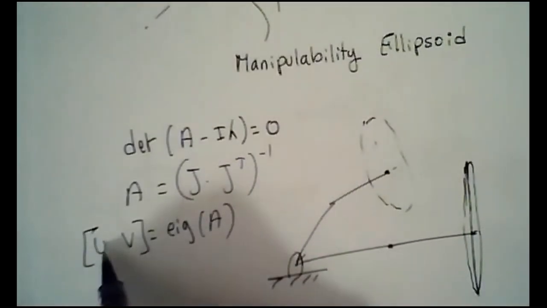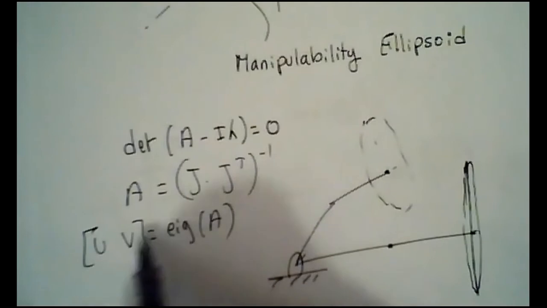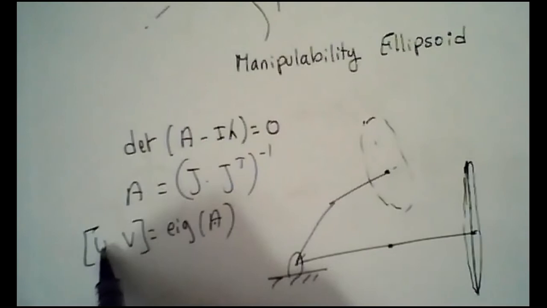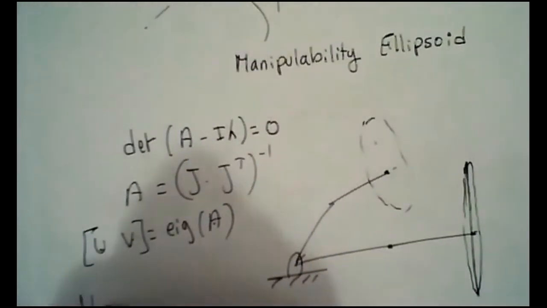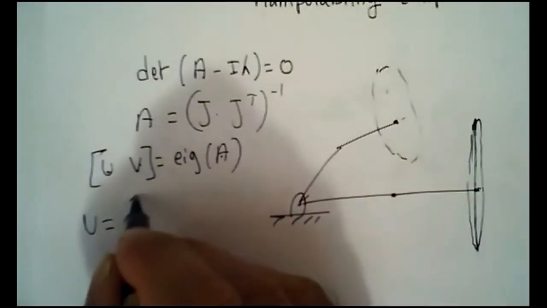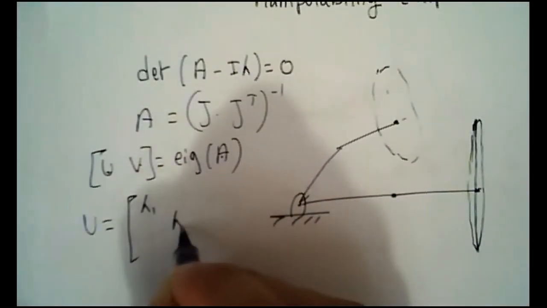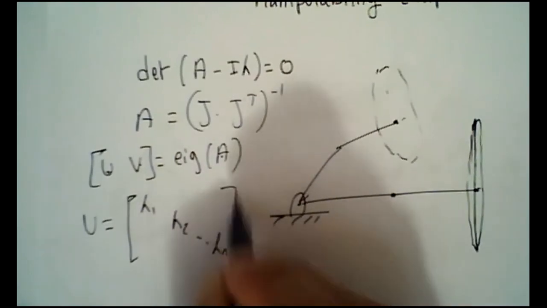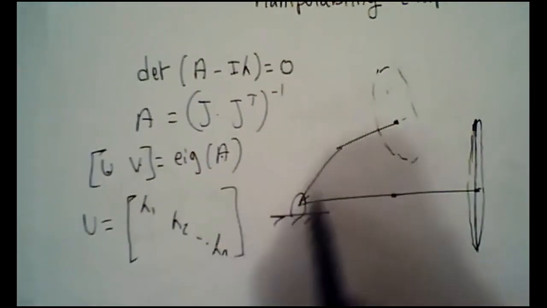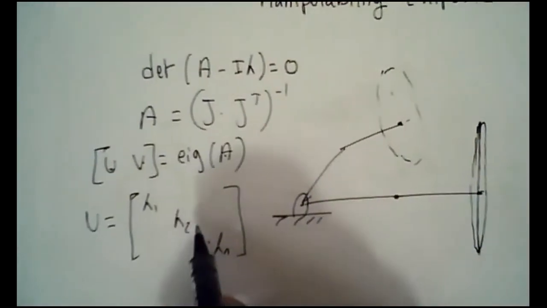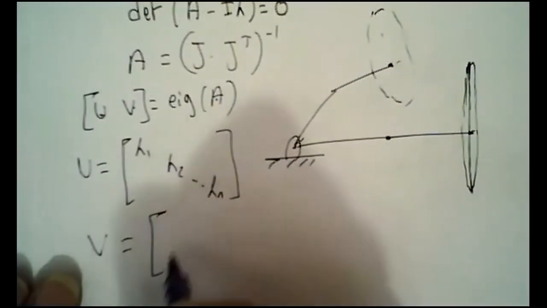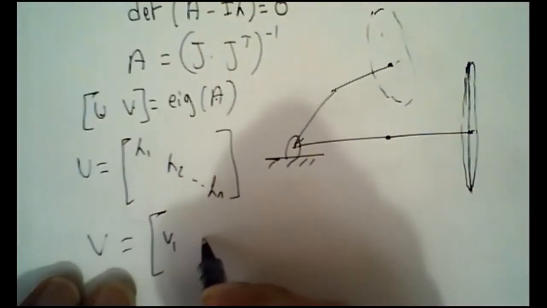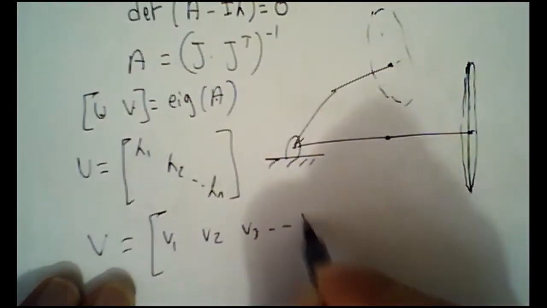What that will return is that U are the eigenvalues of matrix A, and then V are the eigenvectors of these eigenvalues. So U is going to be lambda 1, lambda 2, etc. to lambda n, where n is the number of degrees of freedom. In this case, we have 2 degrees of freedom, so it's only lambda 1 and lambda 2. And V is going to be equal to the first vector, which I want to call V1, V2, V3, down to Vn.